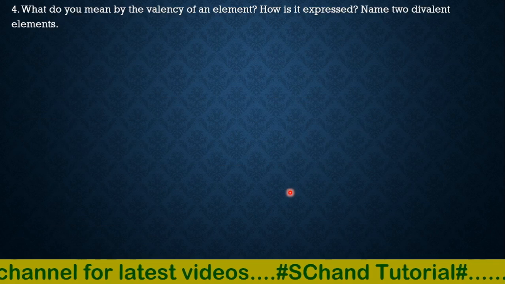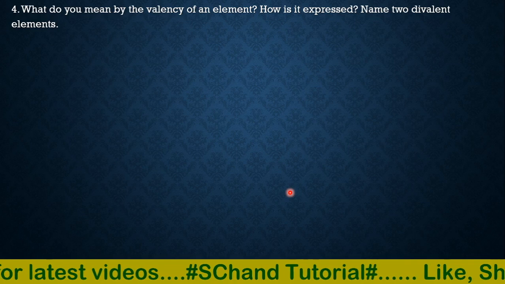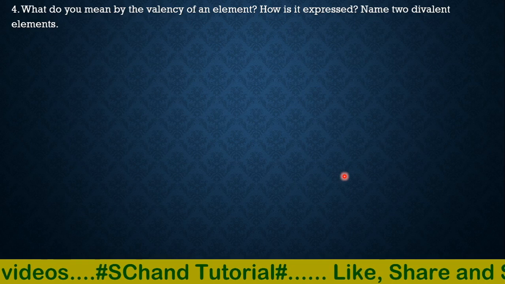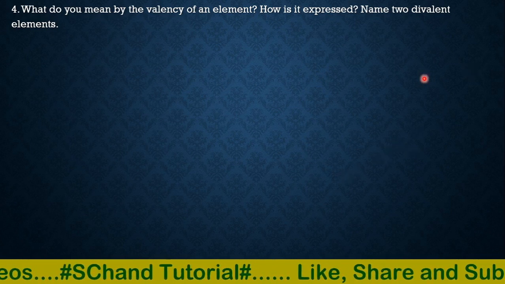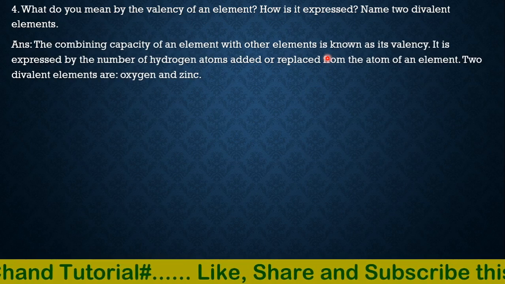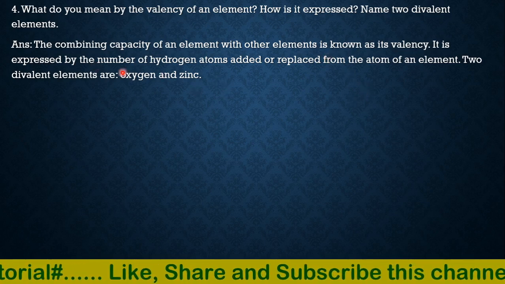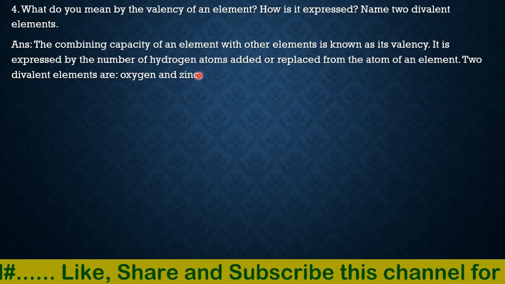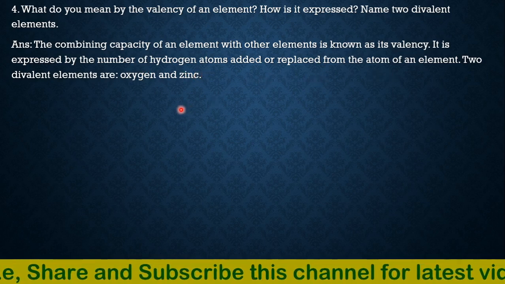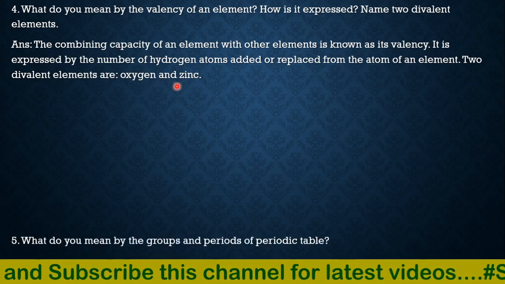The next we have number 4, what do you mean by the valency of an element? How is it expressed? Name 2 divalent elements. Divalent means with the valency 2. So the combining capacity of an element with another element is known as its valency, and it is expressed by the number of hydrogen atoms added or replaced by the atom of an element. The two divalent elements are oxygen and zinc. These are having the valency 2.